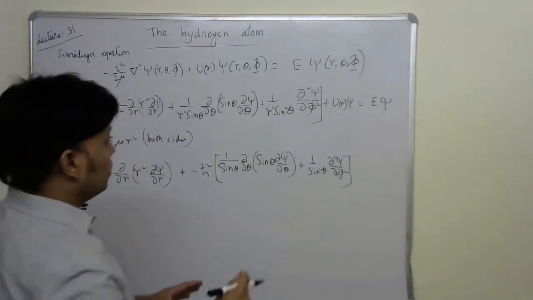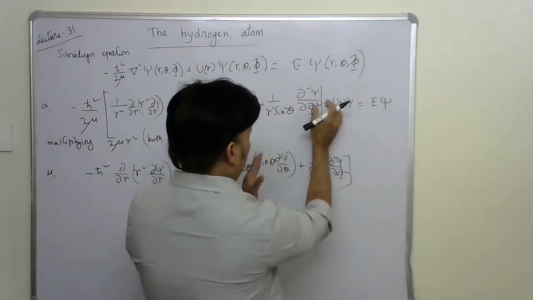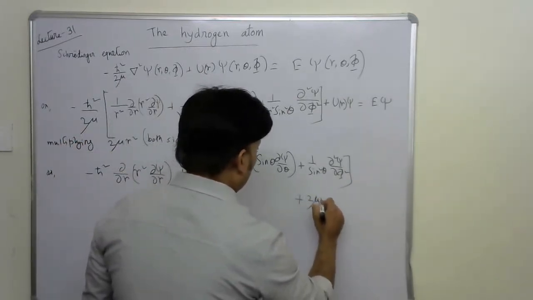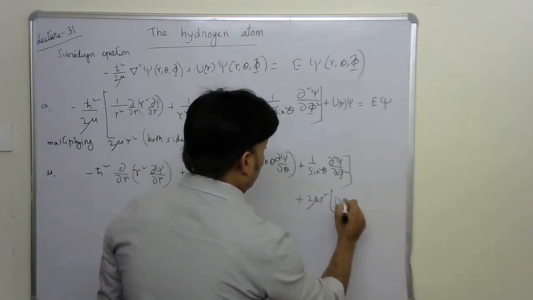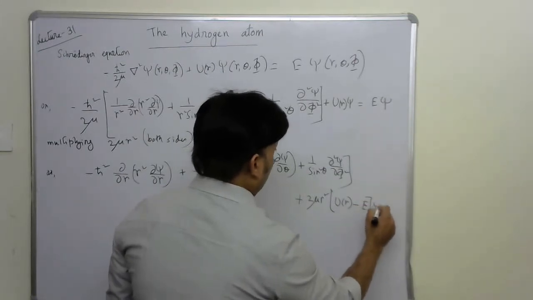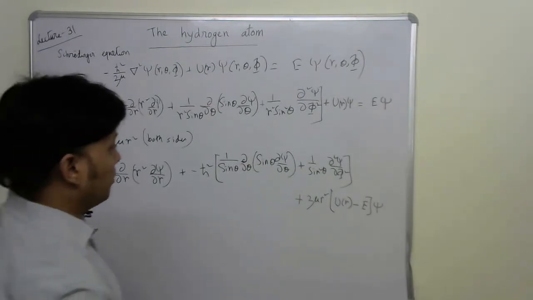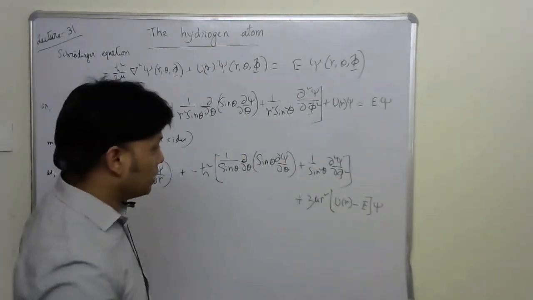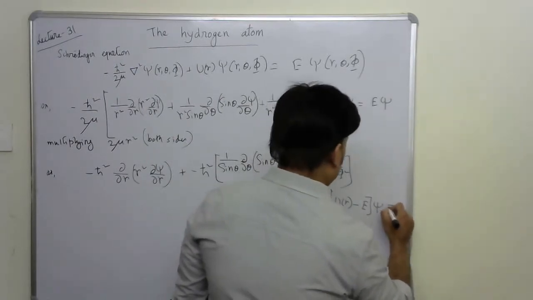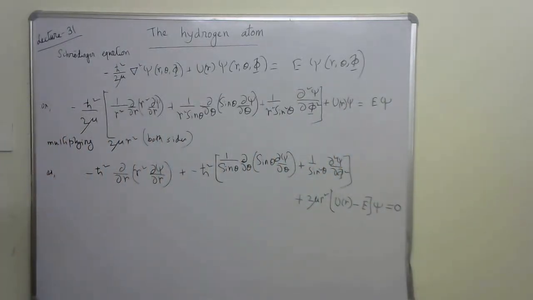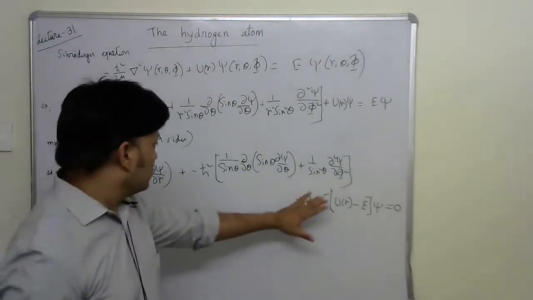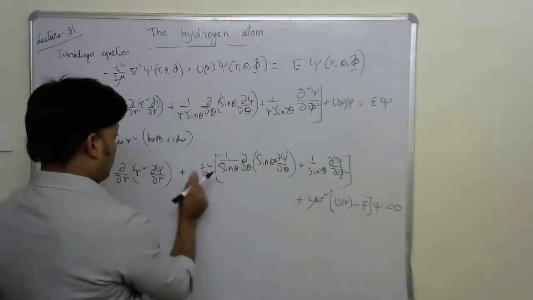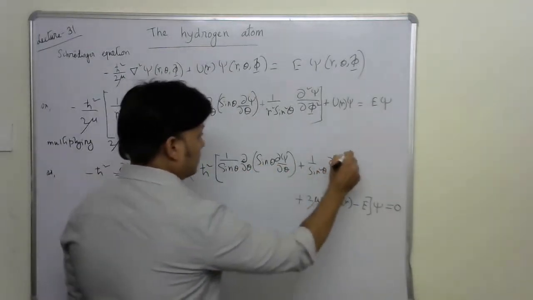and then I can take this E psi part inside, so I have plus 2 mu r square multiplied by U of r minus E, and that is multiplied by psi. We can write it because this potential energy operator is multiplicative in nature, so we are just multiplying it, that's why we can write that part. So this becomes equal to 0. All right, having written that, you may ask why I have written something like this, with plus and then minus, something like this.